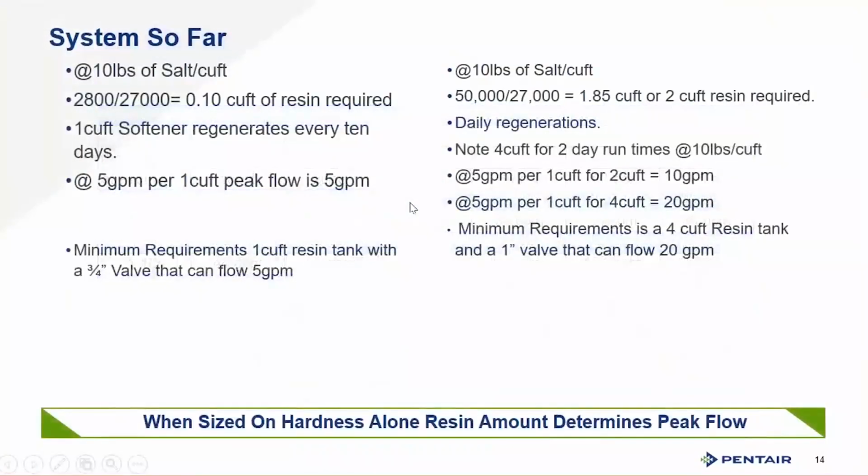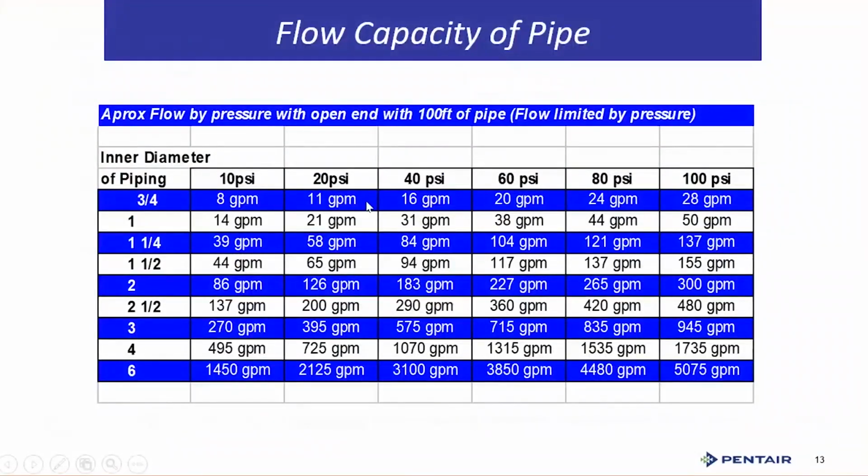So for the system so far, we're going to use 10 pounds of salt per cubic foot for the remainder of this. We've got a 1 cubic foot softener on this system so far at 5 GPM per cubic foot. We have a peak flow rate of 5 GPM here. So the minimum requirements for the residential system is 1 cubic foot of resin with a 3/4-inch valve that can flow 5 GPM. That's a slam dunk. A 3/4-inch valve that can do 5 GPM. I can handle that all the way down to 10 PSI.